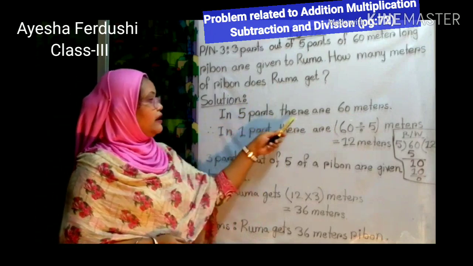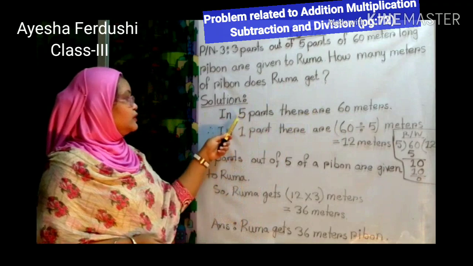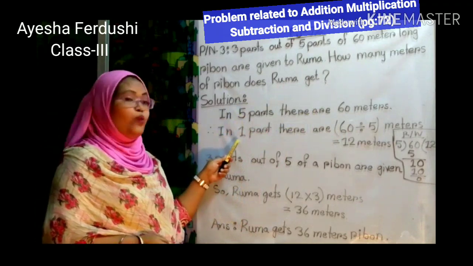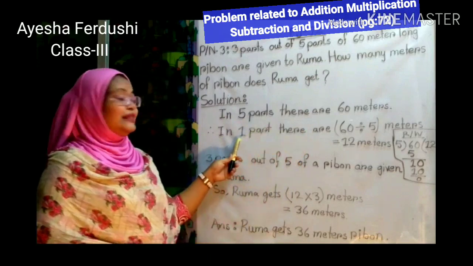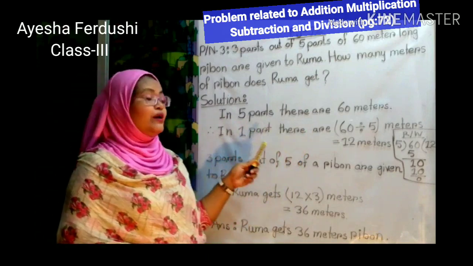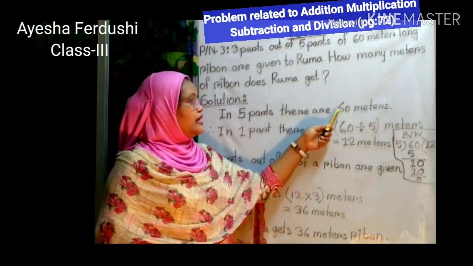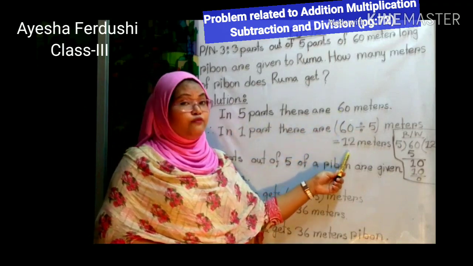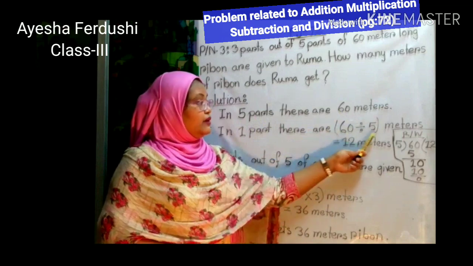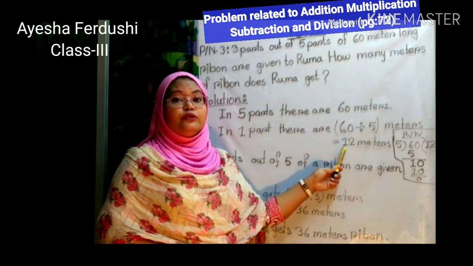In 5 part there are 60 meter. From this 5 part you will find out 1 part. In 1 part there are, how can you find? 1 is a less amount, so you will find by doing division. 60 divided by 5, you will find 12 meter, isn't it? 60 divided by 5 you find 12 meter.